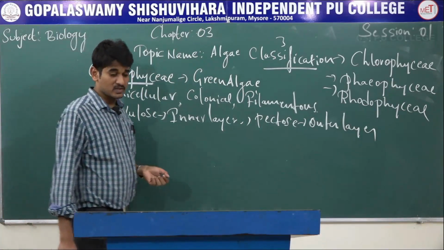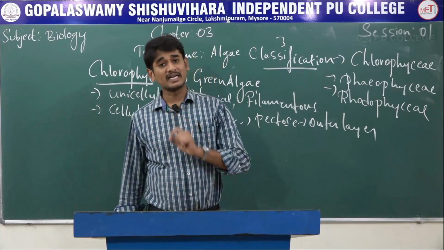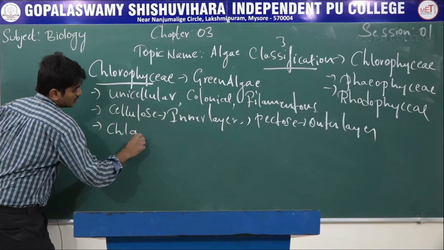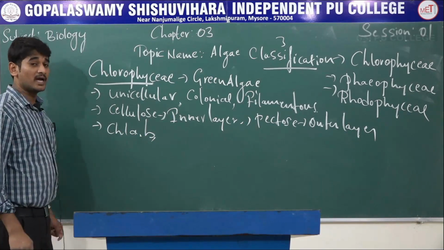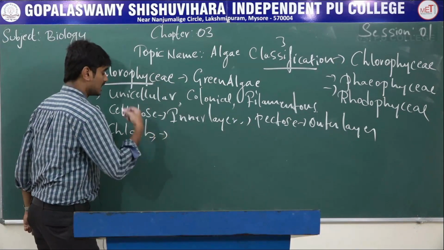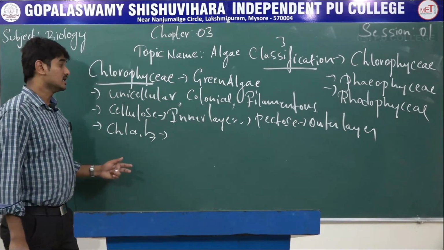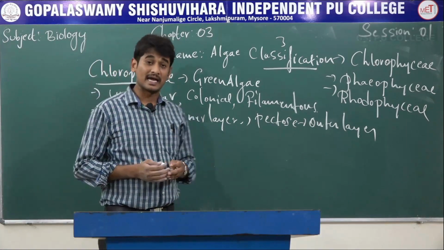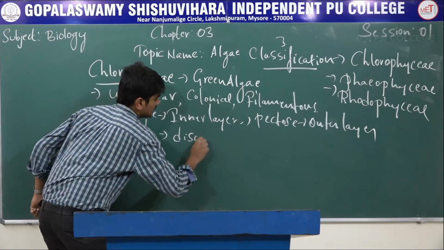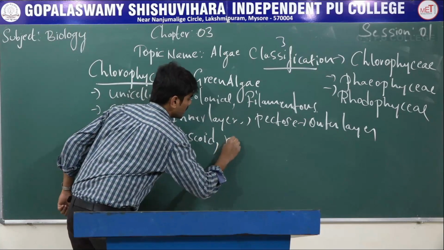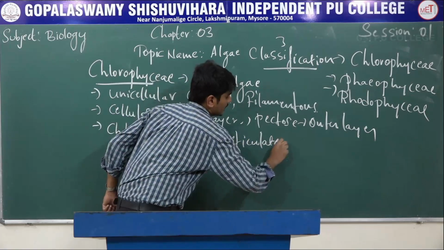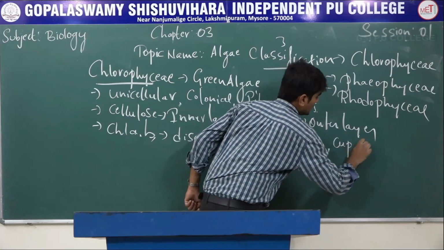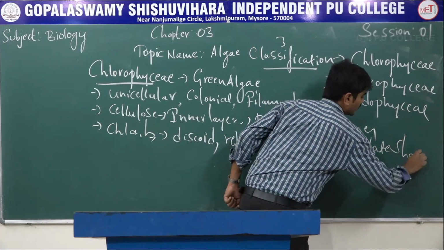And these chlorophycean members of algae are generally grass green in color because of the presence of the pigments chlorophyll A and chlorophyll B. They show different shapes of chloroplast, like discoid, reticulate, ribbon shaped, cup shaped and plate shaped chloroplast.